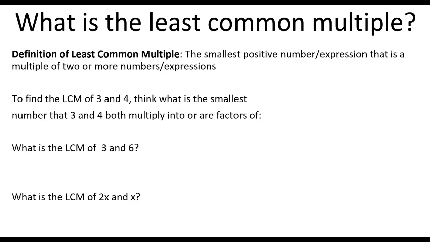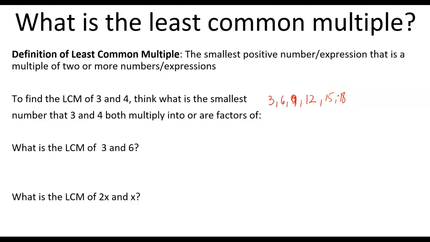For instance, between the numbers 3 and 4, I'm going to list off the things that 3 multiplies to. So 3 multiplies to 3. 3 times 2 is 6. 3 times 3 is 9. And 3 times 4 is 12. 3 times 5 is 15. And 3 times 6 is 18.